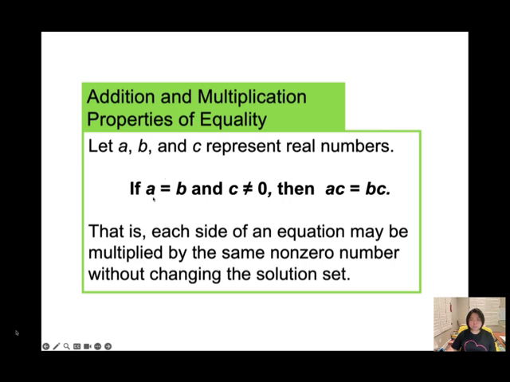Multiplication property. So if A equal to B and C is not equal to 0, then when you multiply both sides by C, they are still equal to each other. Okay, this is the multiplication property.